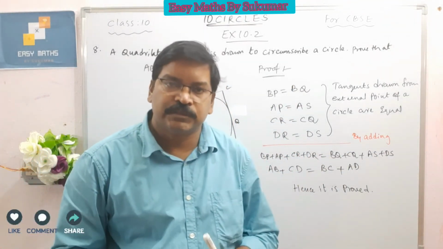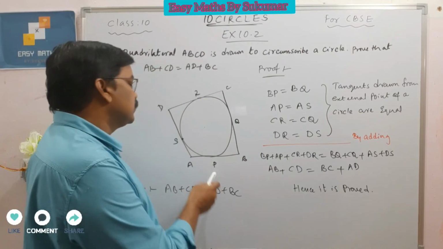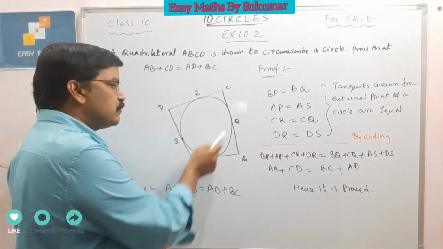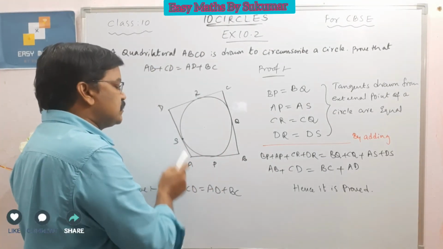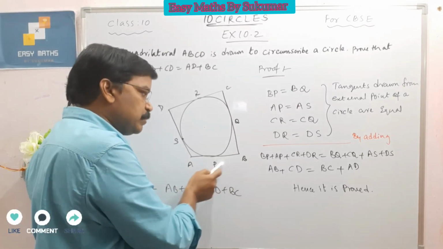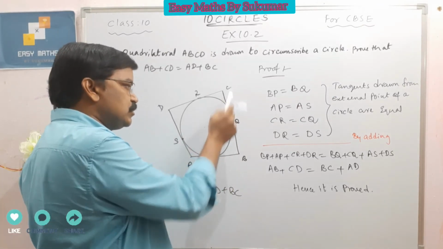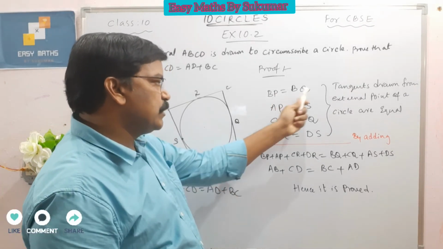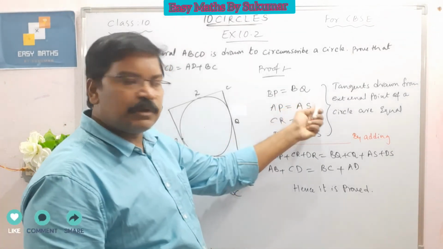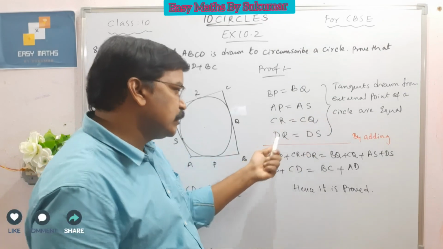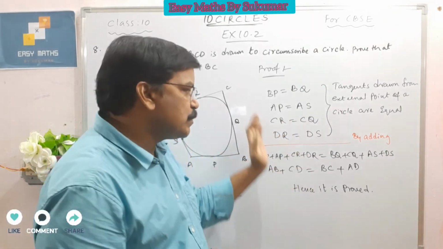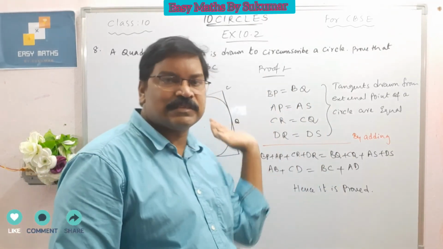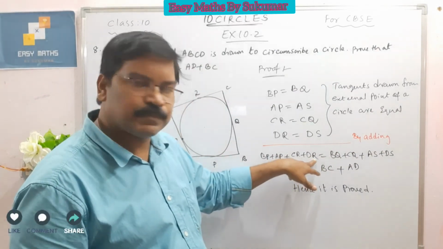Did you understand, my dear students? Here it's very simple. Here A is the external point of the circle, so AS and AP are the tangents. Similarly, BP and BQ are equal. CR and CQ are equal. DR and DS are equal. So AP is equal to AS. CR is equal to CQ. DR is equal to DS. Just by adding these four equations, left hand sides and right hand sides, we will get this.